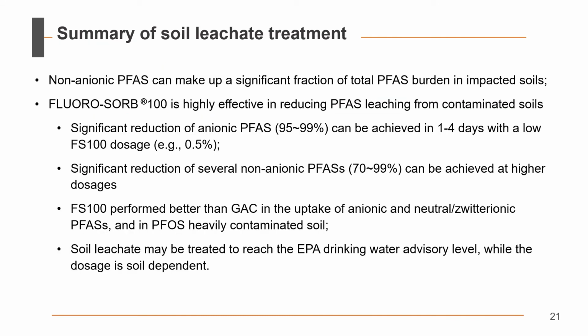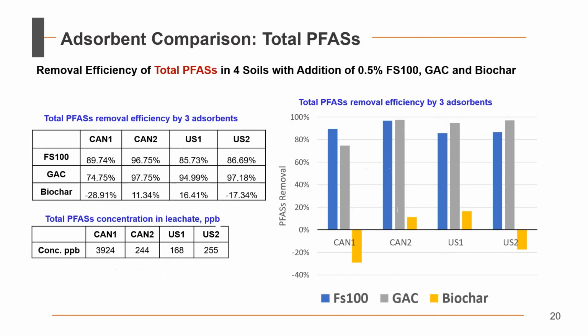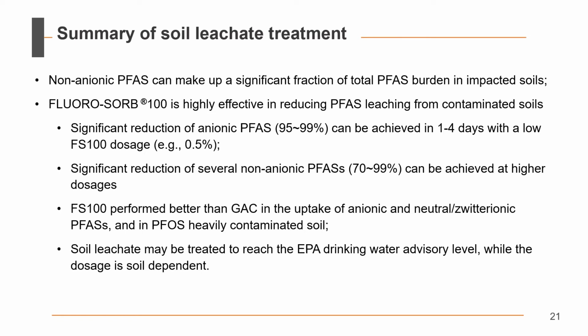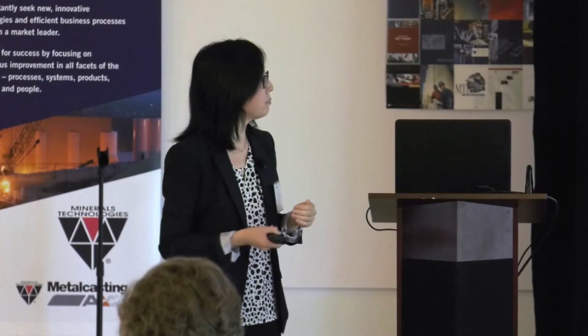FLUORO-SORB 100 performed really well for anionic PFAS. That's mostly where the regulator targets are. And also, even for the newer ones, FLUORO-SORB 100 worked pretty well. Overall, performed better than GAC. And also for PFAS heavily contaminated soils, if you don't really reach the drinking water level, even for soil leachate, you can really just look at the dosage. The more you add, the more you can remove.